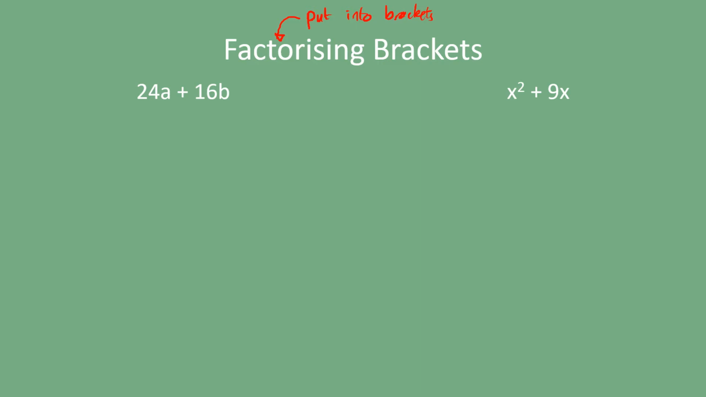And the basic idea is we're trying to take the largest possible number and the largest amount of letters out of the expression and put that outside of the bracket. So we're basically trying to find what we would call the highest common factor of the terms. So the biggest term that we can divide them both by.